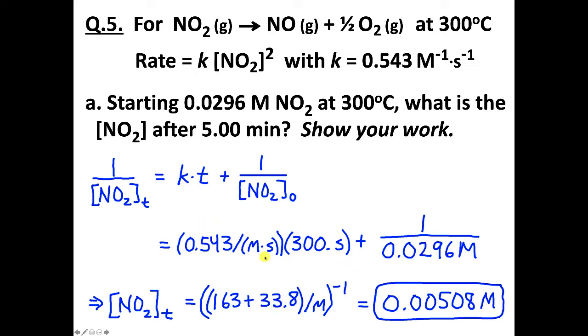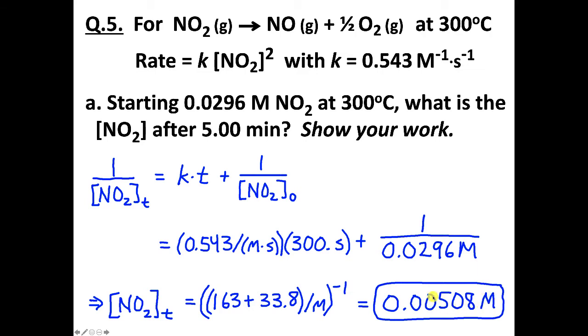And then that is equal to 1 over NO2 at time t. So then we have to take 1 over this value, and here I have it written as to the negative 1 power. That's the same as the reciprocal, or 1 over it, is equal to NO2 at time t. And when you do that math, you get 0.00508 molar.